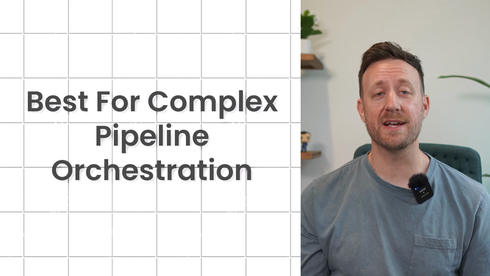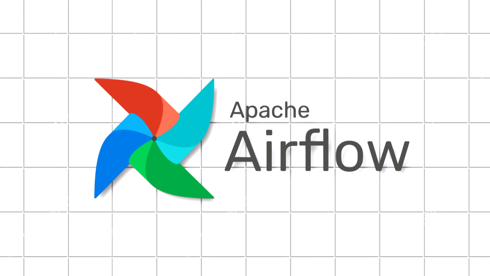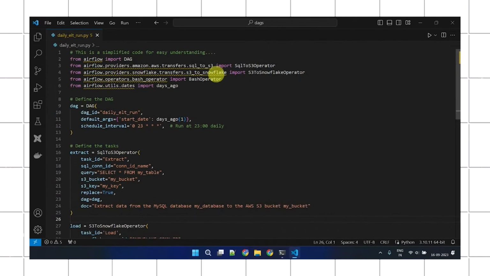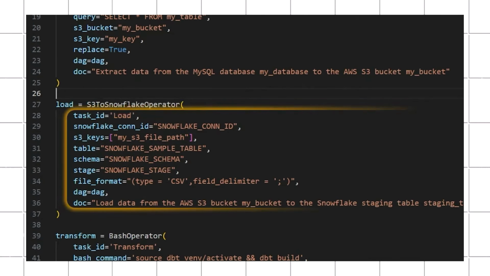Okay, now for category 2, best for complex pipeline orchestration. Now, let's say you're working on something a bit more advanced, something like orchestrating workflows across multiple systems. Apache Airflow lets you build and schedule multi-step pipelines with complete control, whether that's retries, dependencies, error handling, or whatever. It's also open source and Python based, so it's incredibly customizable. You can write your own logic and build your own operators. So if you can think it, you can probably build it with Apache Airflow.